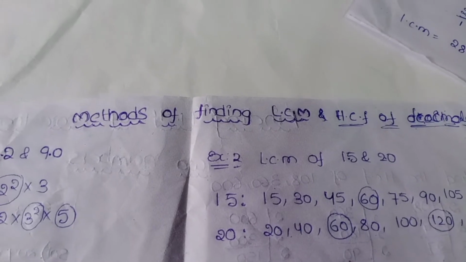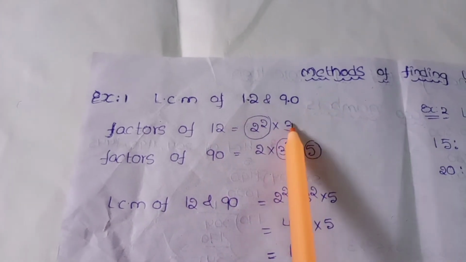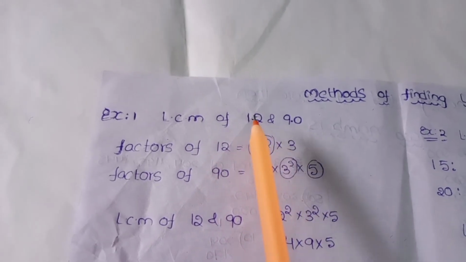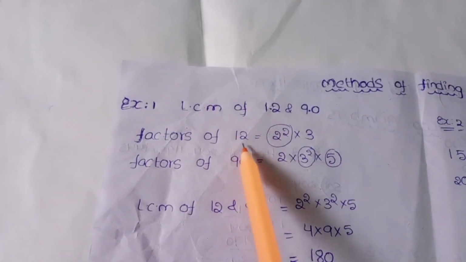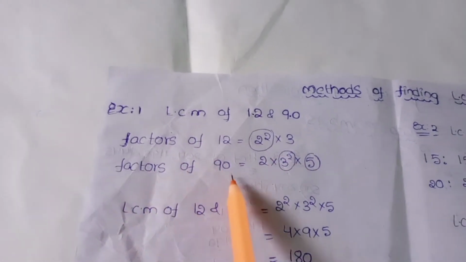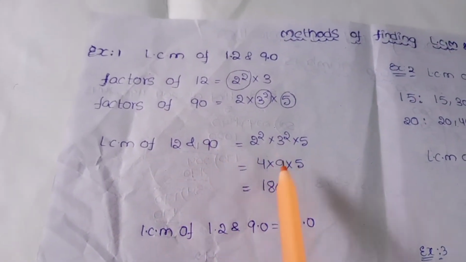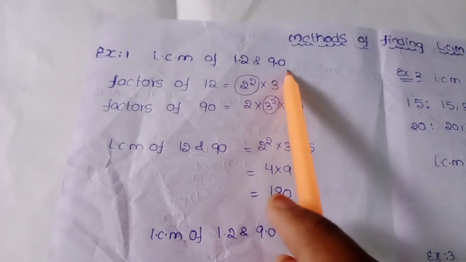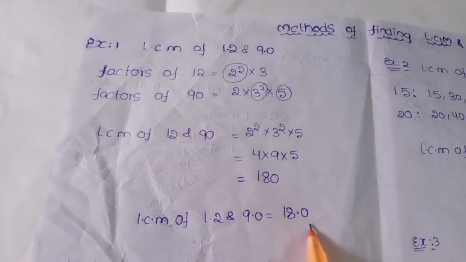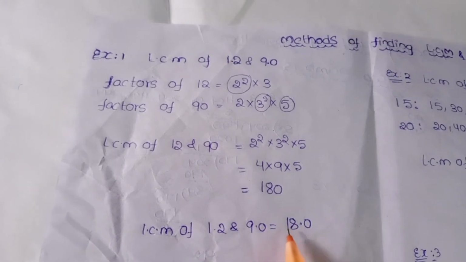Finding LCM and HCF of decimals. Let us see one example: LCM of 1.2 and 9.0. In the first step we have to remove the points, and next we have to find the factors of both. Here I remove the points and find the factors. The factors of 12 are 2 squared into 3, and the factors of 90 are 2 into 3 squared into 5. The LCM of 12 and 90 is 180. Here the point is placed before the last digit, so I have to place the point before the last digit: 18.0. The LCM of 1.2 and 9.0 is 18.0.